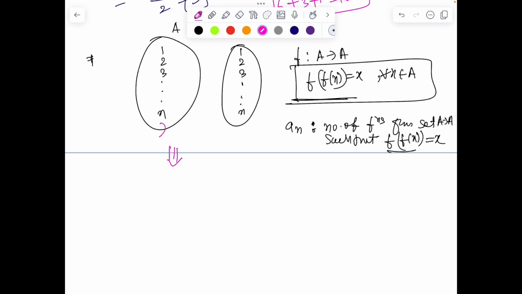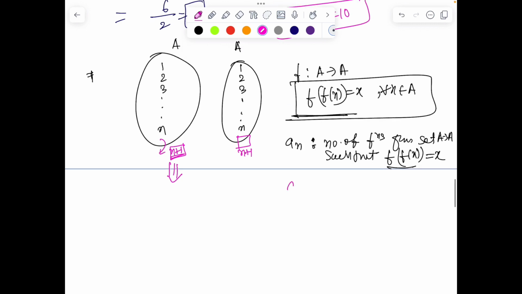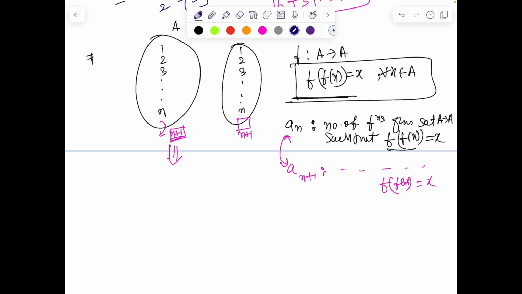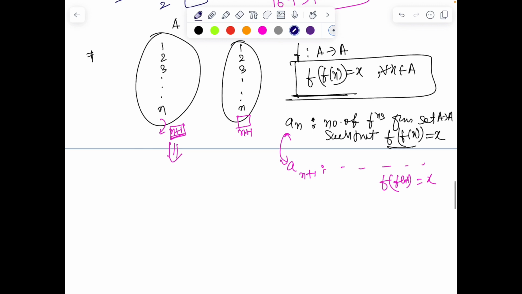Now what will happen if we add a new element to this set? Let's compare this set with a new addition. Let's say I'm adding an n plus 1 element, so one more object in the set. Now the new set will be B, with n plus 1 elements. So it's like the number of functions from set B to B such that f of x is x. Now somehow we need to relate a_n and a_n plus 1. By adding a new element, what has happened? We have only two possibilities. What are the possibilities?